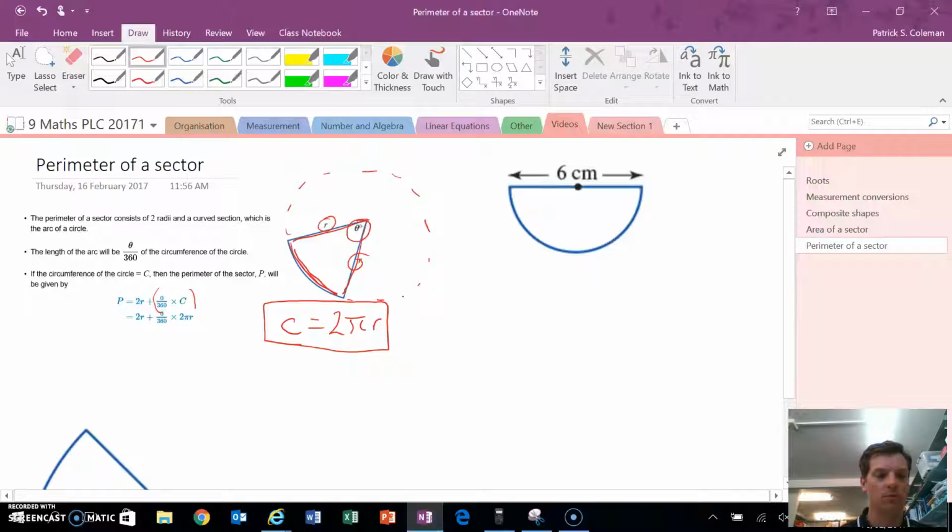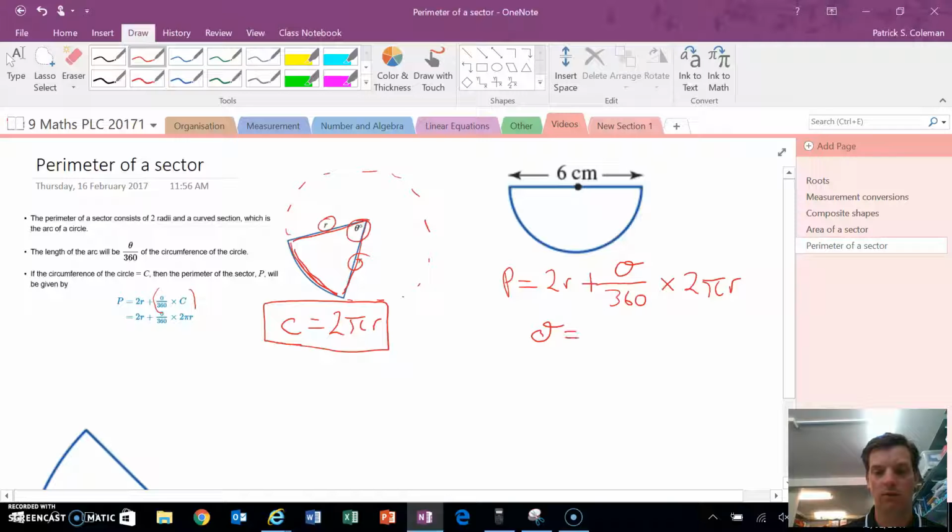So let's go through an example as to how we might find that. So straight away we're going to write in our formula here. So perimeter equals 2r plus theta over 360 times by, now it would be circumference, but we don't know the circumference of this part, so what we're going to do is put in 2 pi r. Okay, now let's put in our known values.